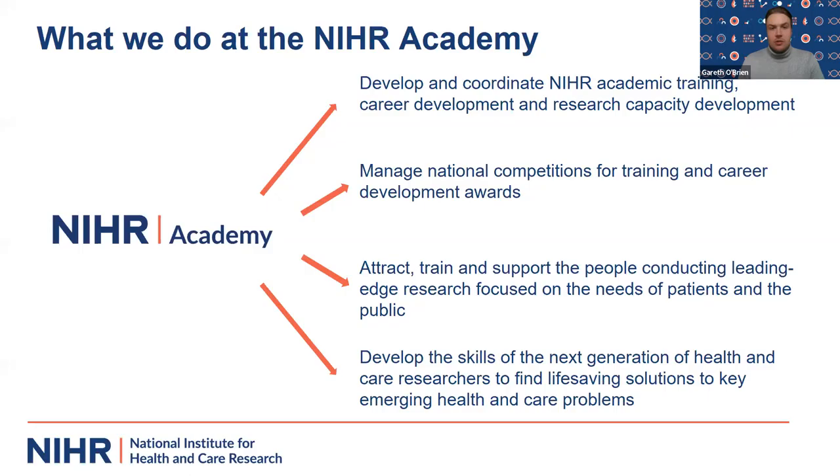So you'll know that the overall NIHR's mission is to improve the health and wealth of the nation through research, but you might be a little bit less informed on how we do that at the Academy. So in the Academy, we do that in a number of ways. They're outlined on the slide. We develop and coordinate academic training because we want to attract, train, and develop the research leaders of the future. And to do that, we have a variety of national competitions and further research capacity building exercises that we run throughout the course of the year.